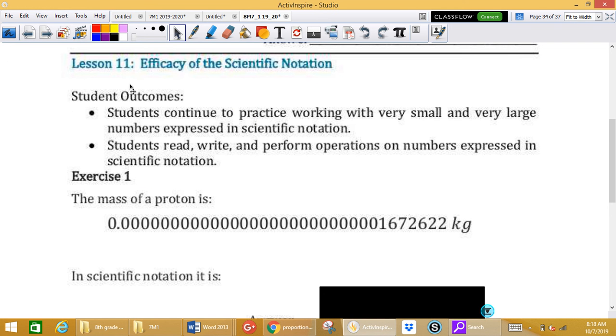Efficiency in scientific notation. Students continue to practice working with very small and very large numbers expressed in scientific notation. Students read, write, and perform operations on numbers expressed in scientific notation.